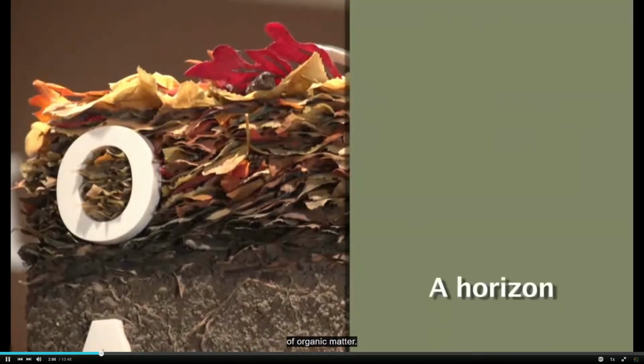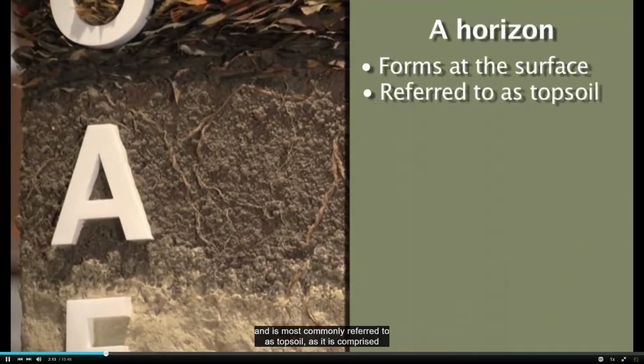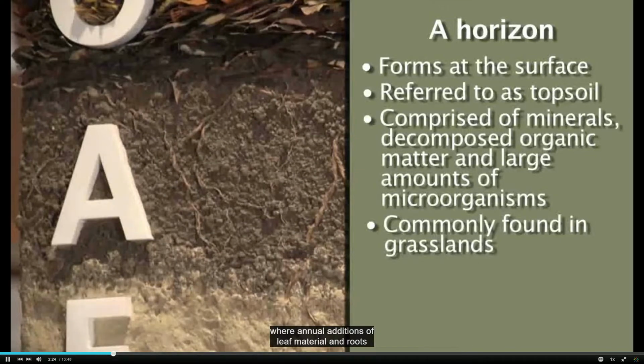An A horizon always forms at the surface and is most commonly referred to as topsoil, as it is comprised of minerals, decomposed organic matter, and large amounts of microorganisms. A horizons are commonly found in grasslands, where annual additions of leaf material and roots contribute to a dark, rich-looking soil layer. This horizon may be buried by natural events where it is no longer found at the surface, which indicates the soil and landscape process have changed at some point in the past. The dominant processes of A horizons are additions, transformations, and in some cases, losses due to erosion.